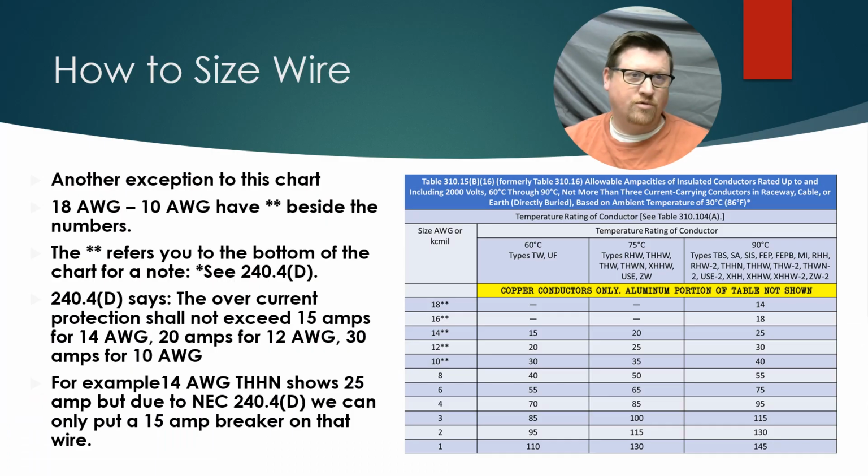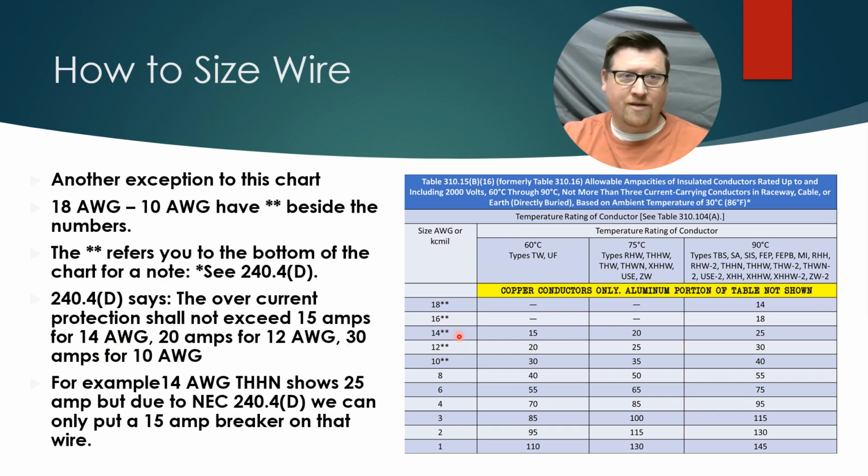All right, before we move on to looking at what those derating factors, those correction factors, are, we're going to take a moment to look at one more exception to when we're choosing our wire size. That being that 18 through 10 AWG have these little stars beside them. If we go down to the bottom of the chart, there is a note that says refer to 240.4(D). If we flip in our code book over to 240.4(D), we'll see it says that the overcurrent protection shall not exceed 15 amps for 14 AWG, 20 amps for 12 AWG, or 30 amps for 10 AWG.